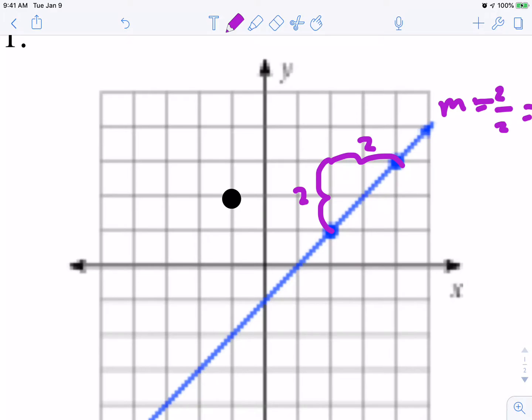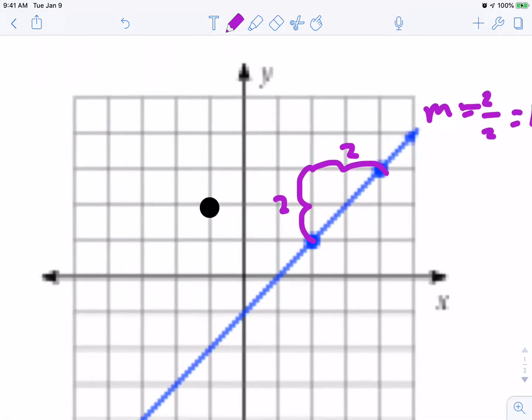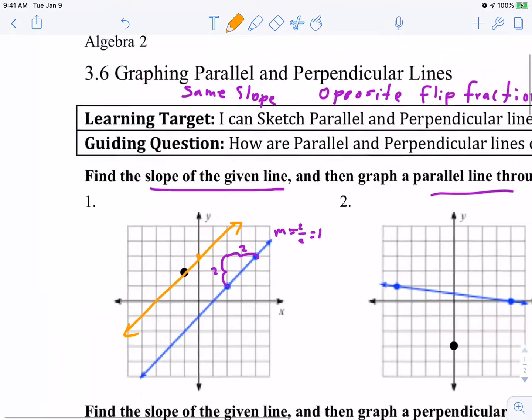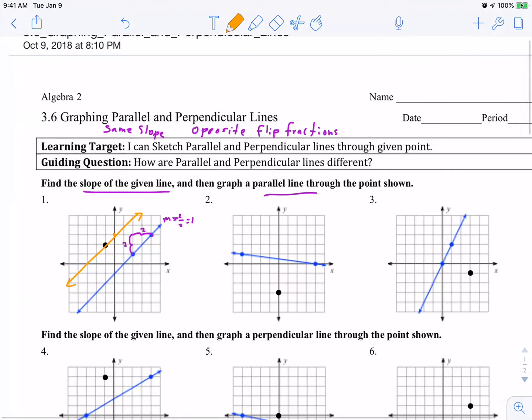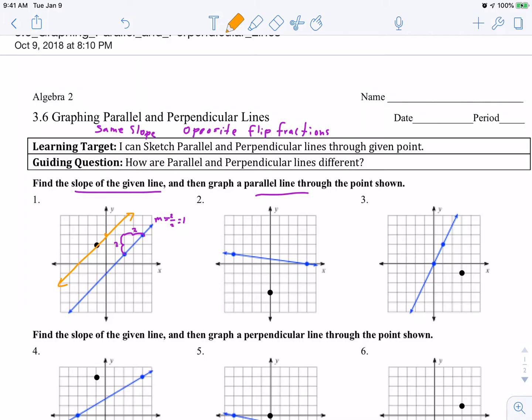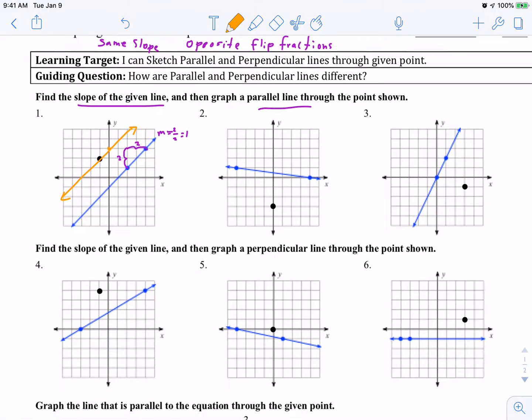From this black point here, I'm going to go up 1, right 1, because that's my slope. So rise 1, run 1. Then I can draw a line. You see, these two lines will never touch. Okay, and 2 and 3 are done exactly the same. You're finding a parallel line.